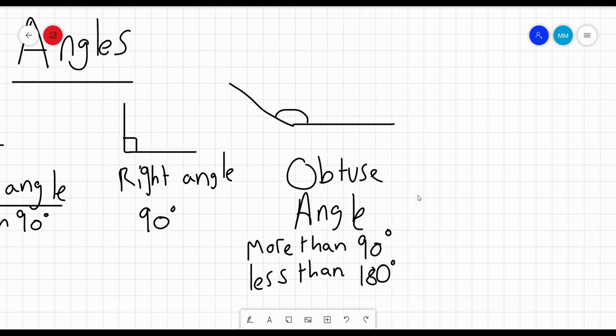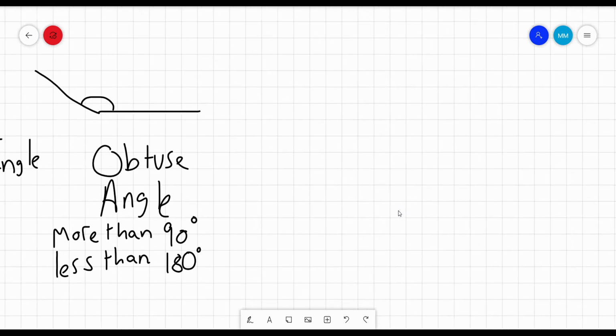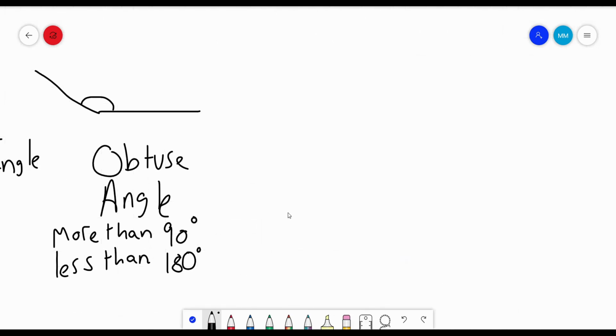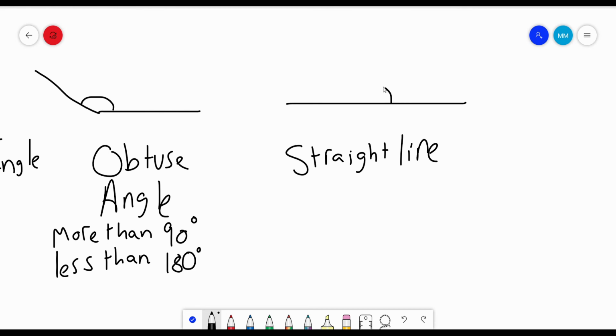Next one we've got, there is a straight line. And a straight line is always 180 degrees. Nothing more, nothing less.